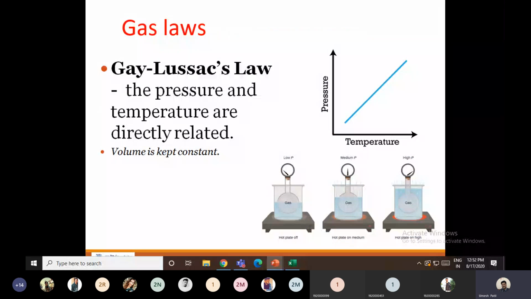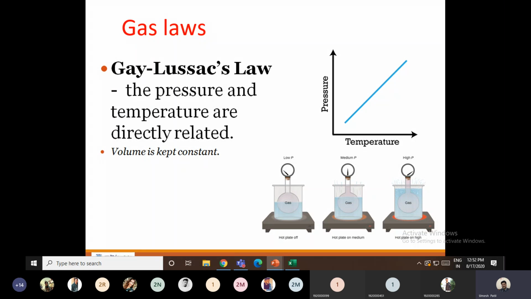Now let's come to the third law. So far we discussed the relation between pressure, volume and temperature. Now the third important gas law is Gay-Lussac's law. It gives the relation between pressure and temperature when volume is kept constant. When volume is kept constant, pressure is directly proportional to temperature.